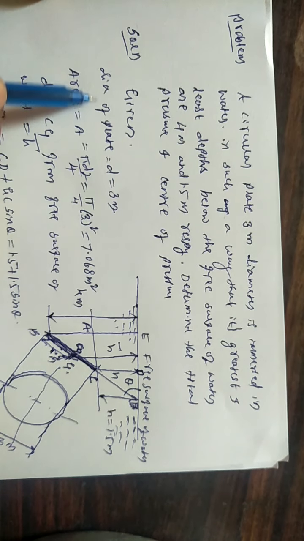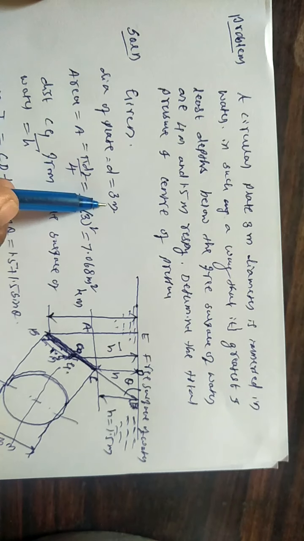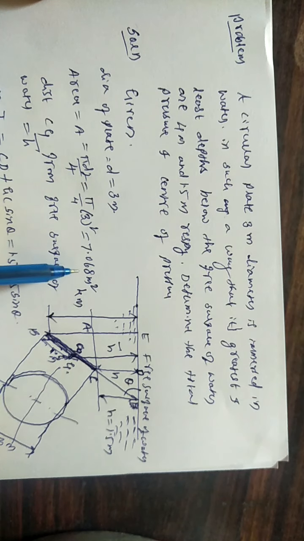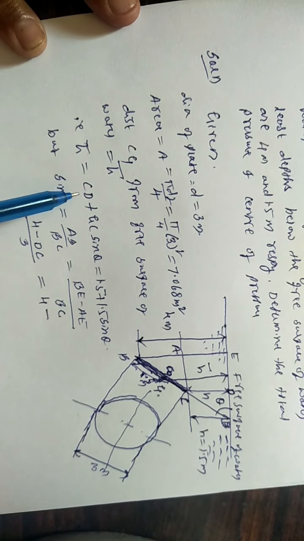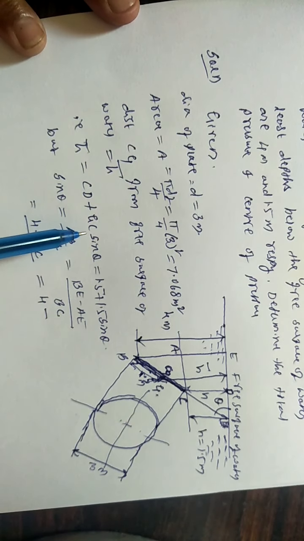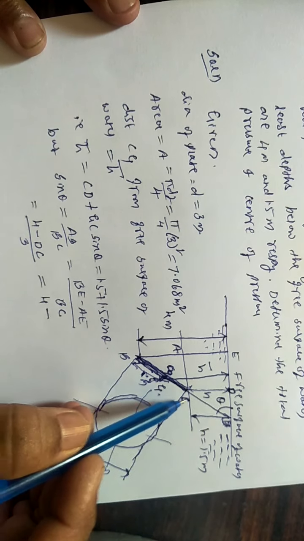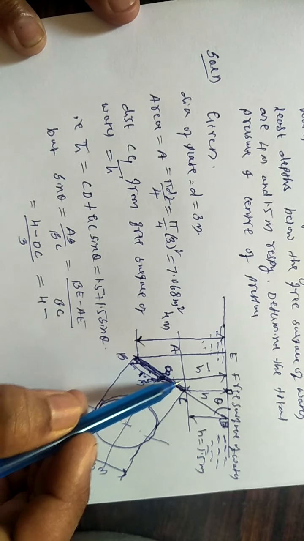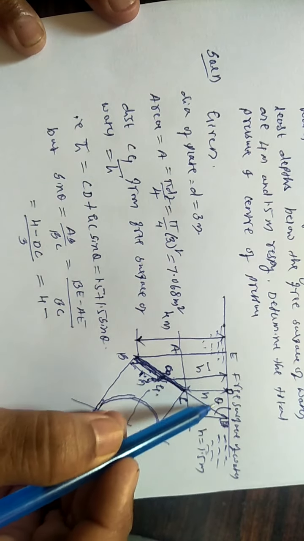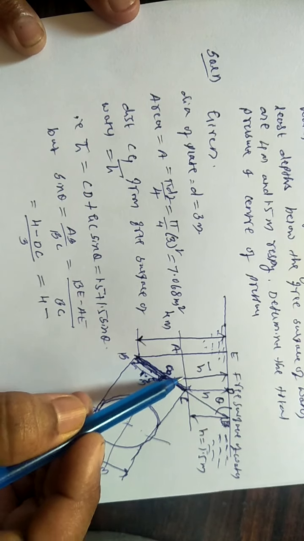Given quantity first: diameter of plate 3 meter. Area pi d square by 4, that is 7.068 meter square. Distance CG from free surface of water, h bar, that one only we have to find out first. So h bar equals CD plus GC sin theta. CD is 1.5, but what about this height? So total distance h bar is CD plus this much of height.